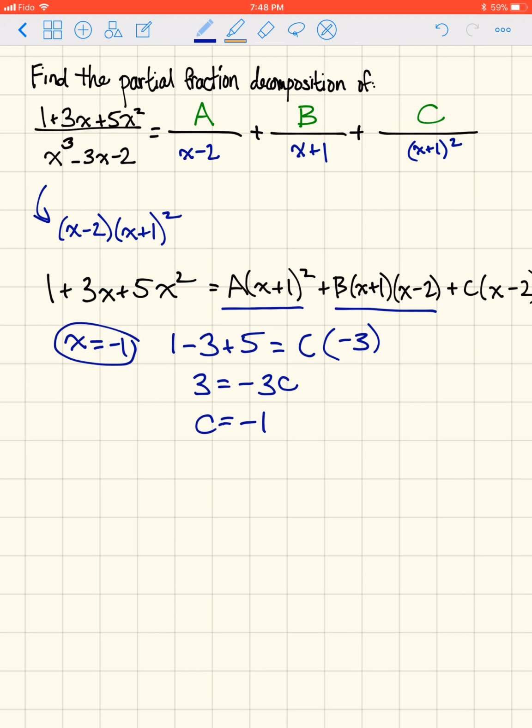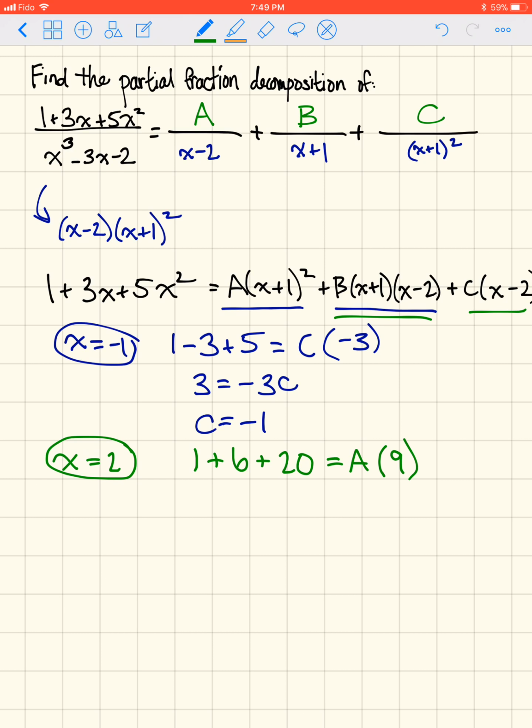Now we can try, how about x equals positive 2? Similar kind of reasoning. 1 plus 6 plus 20. These two terms are going to be 0. So we just have A, and x plus 1 is 3 squared is 9. Well, so that's easy too. 27 is 9A, so A has to be 3.